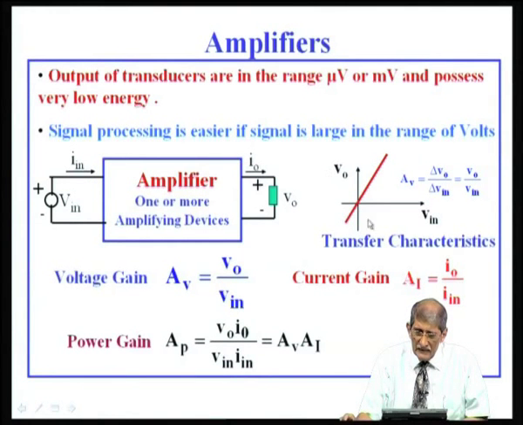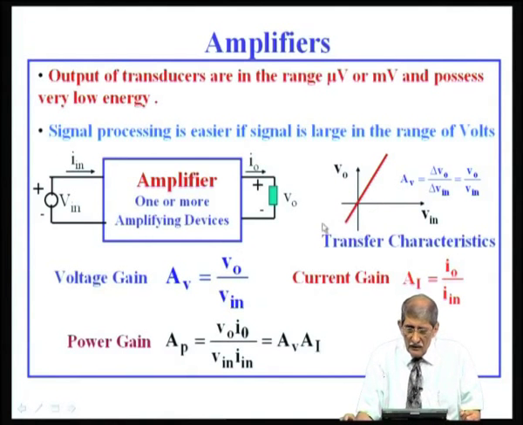Within that linear region of operation, you will have the voltage gain AV. This block that I am showing is a resistor or a load. It can be a motor which you want to run, that is represented by means of a resistor here. So, the voltage here is V naught, the input voltage is V in, and V naught by V in is the voltage gain AV.